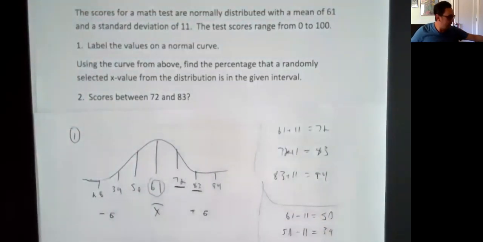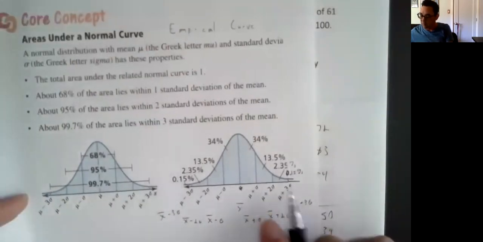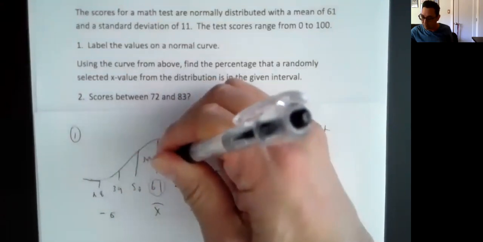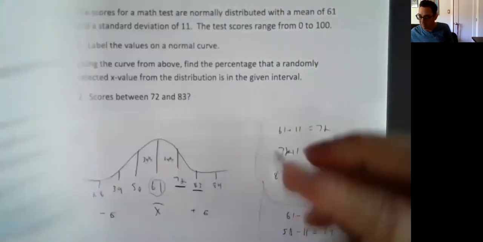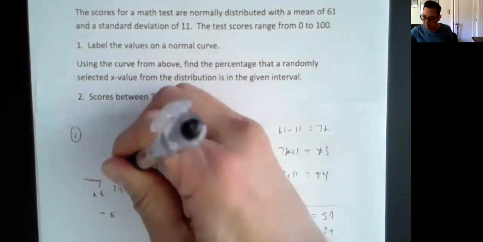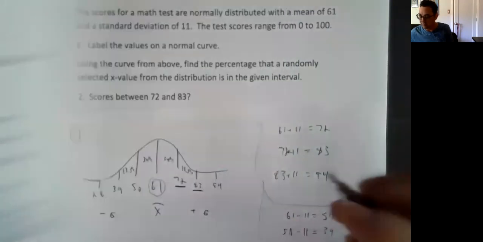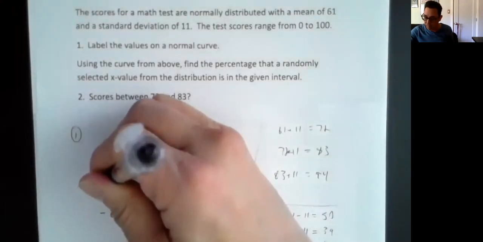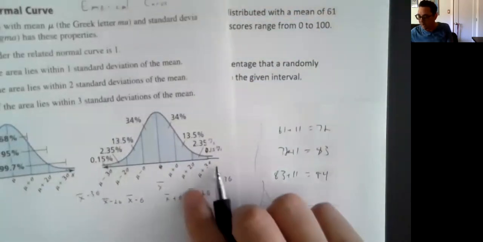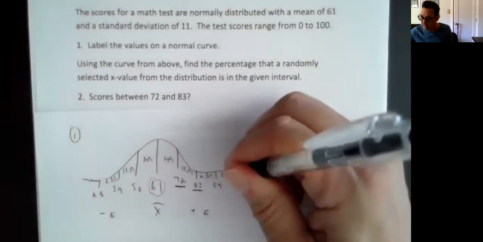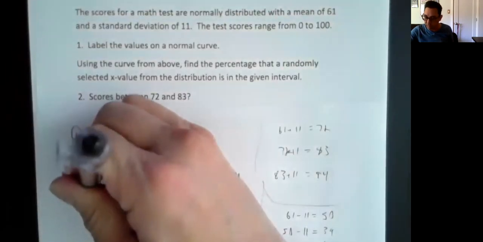Now, this is where you have to kind of get your notes out, right? Don't forget, they always label like this. The 34s are right on the center. This is 34%. On the other side, it's 13.5, because the normal curve always fills in like this. And then 2.35. On both sides, it's symmetrical. And then at the very ends, after the last number you did, it's 0.15%. These are all percents.